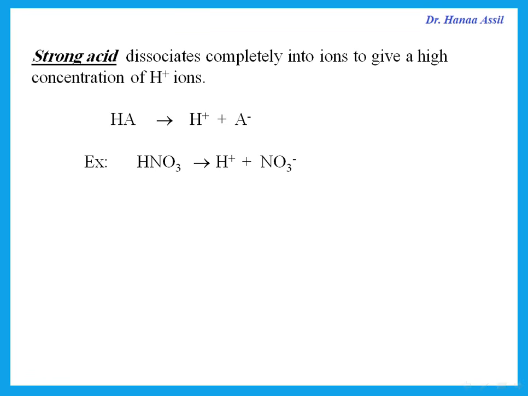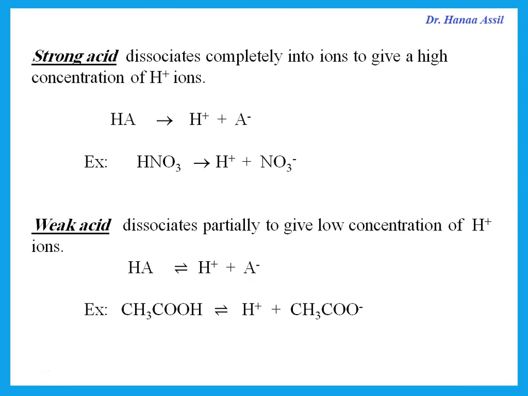We could have a strong acid, and a strong acid is an acid that dissociates completely to give a lot of H plus ions. So nitric acid, hydrochloric acid, and sulfuric acid are all regarded as strong acids. This is because when dissolved in water, they will dissociate completely to give H plus ions and nitrate ions.